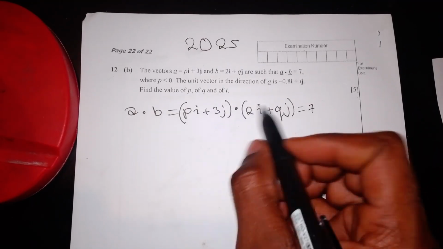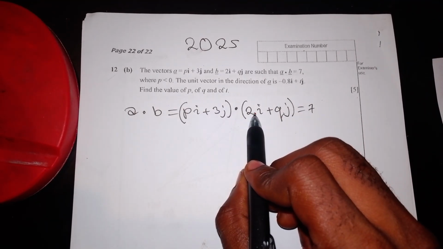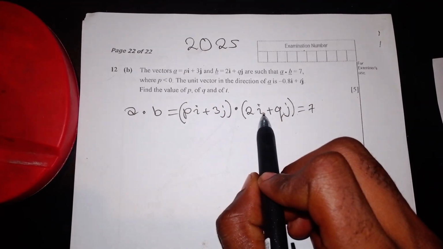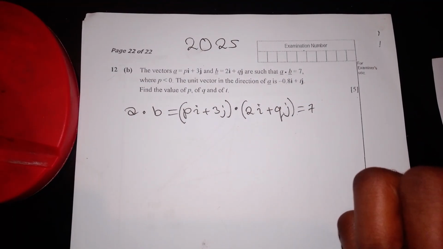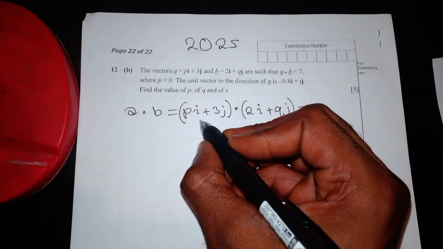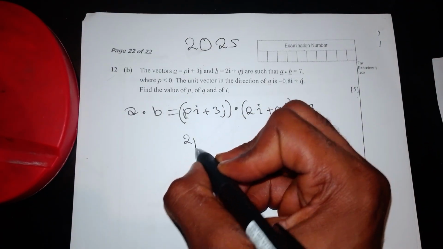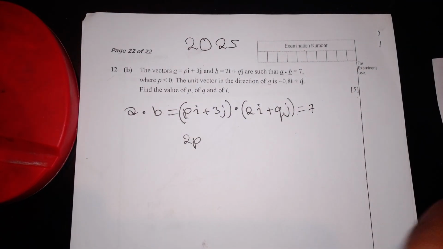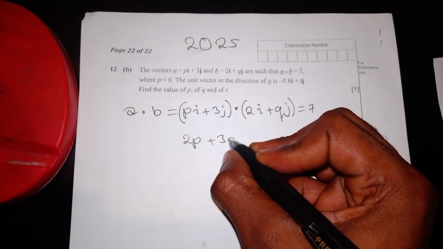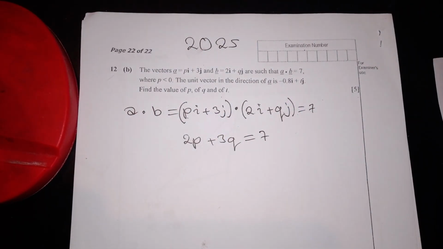So to multiply vectors, you just multiply the i's by the i's and the j's by the j's, because i is perpendicular to j. When you multiply two perpendicular vectors, you get a 0. So you can say this times this, you have a 2p, because i squared is just 1. And then 3j multiplied by qj, you have 3q, which is equal to 7. So this will be your first equation.